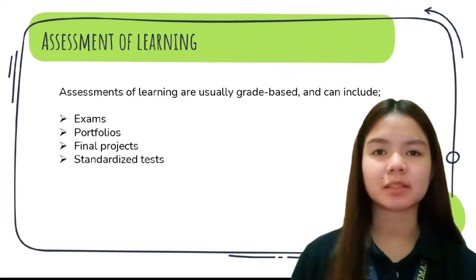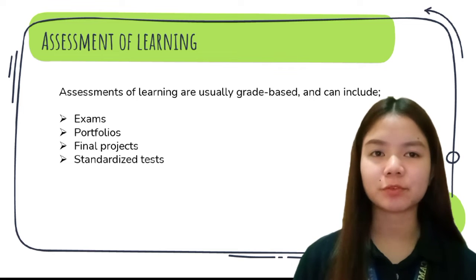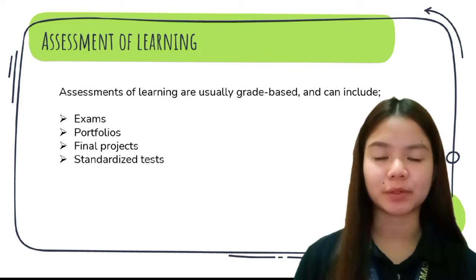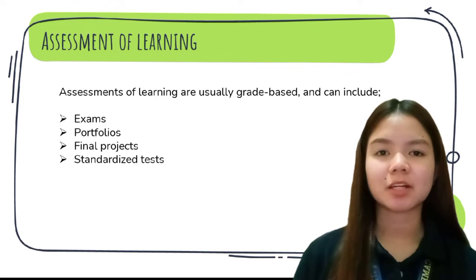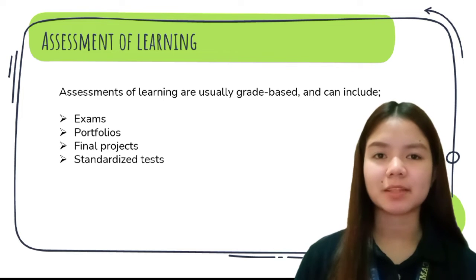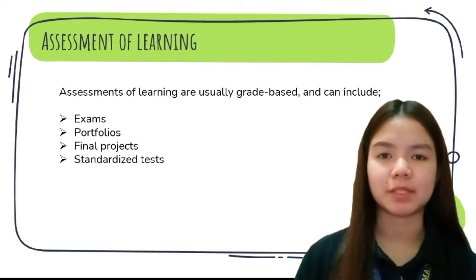It usually occurs at defined key points during a unit of work or at the end of a unit, term or semester, and may be used to rank or grade students. The effectiveness of assessment of learning for grading or ranking depends on the validity and reliability of activities. Its effectiveness as an opportunity for learning depends on the nature and quality of the feedback.